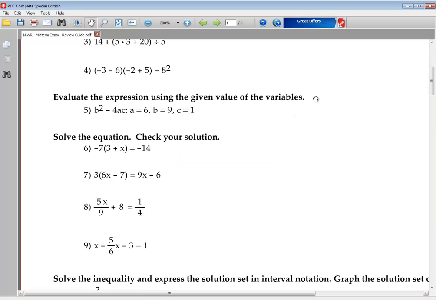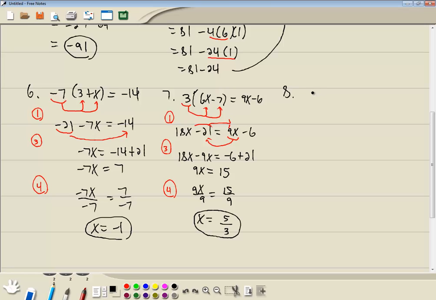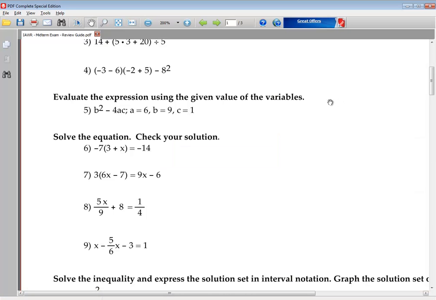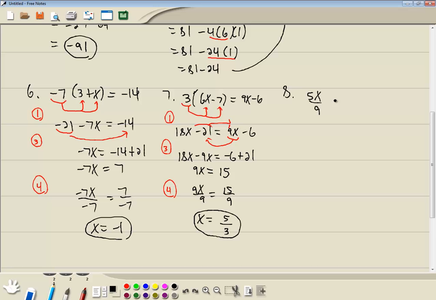Number 8. 5x over 9 plus 8 equals 1/4. Okay. Step 1. Get rid of parentheses. Don't have any. Step 2. Get rid of fractions.